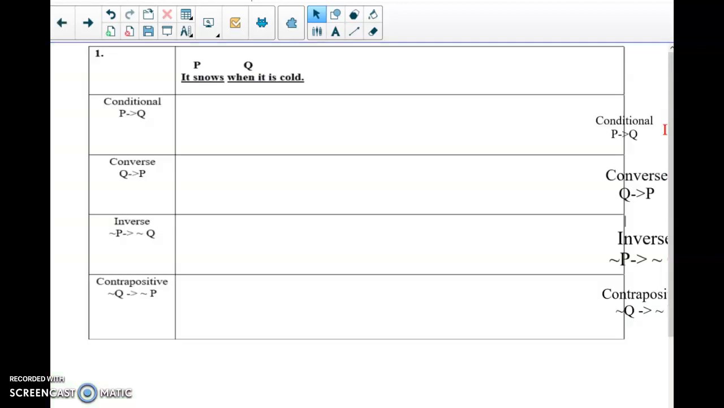I'm going to do a few statements for you just to get you started on the assignment. The first statement is, it snows when it's cold. So what you need to do is pull out what's the hypothesis and what's the conclusion. If we start with, they're talking about it snowing. So that's our hypothesis. It's going to snow. Well, when does it snow? It snows when it's cold. So the hypothesis is it snows. And the conclusion is, well, when does it happen? It happens when it's cold.